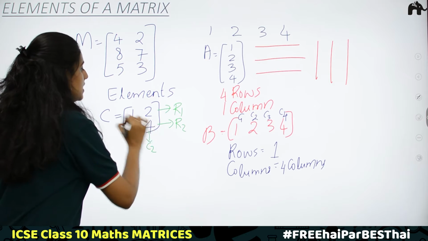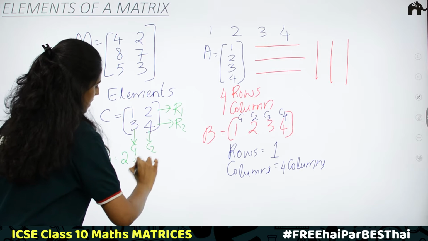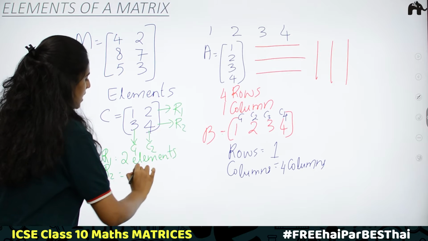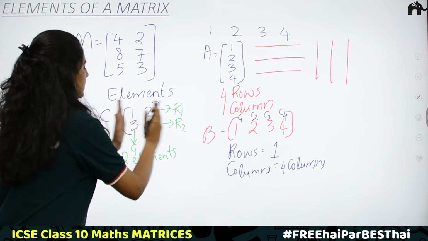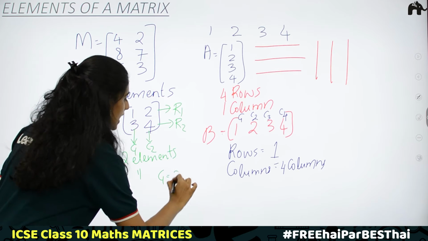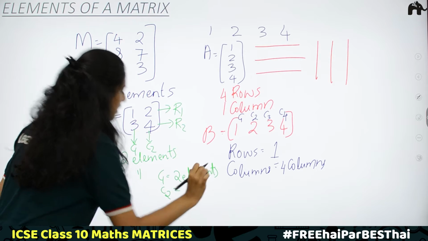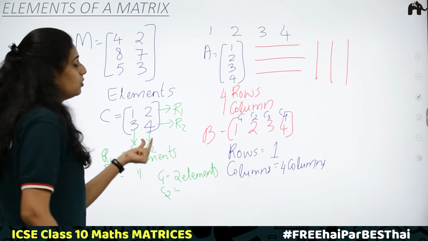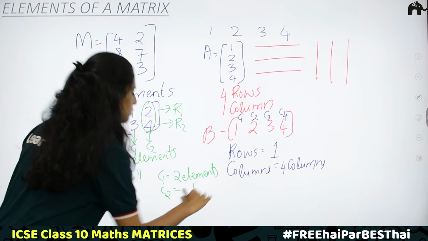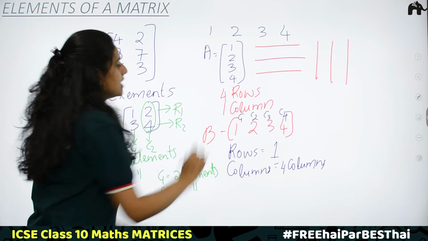Okay. In the first row, what is the number of elements? In R1, we have 2 elements. What about R2? In R2 again, we have 2 elements. Now check the columns. In C1, we have 2 elements. C2 again, we have 2 elements. 2 and 4 are the elements of C2. Here again 2 elements.